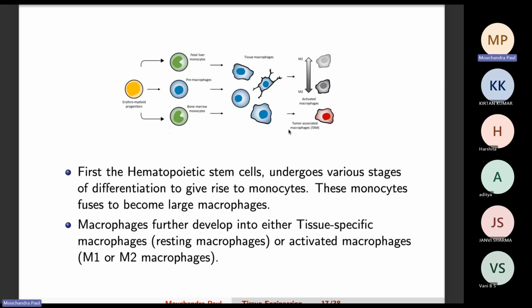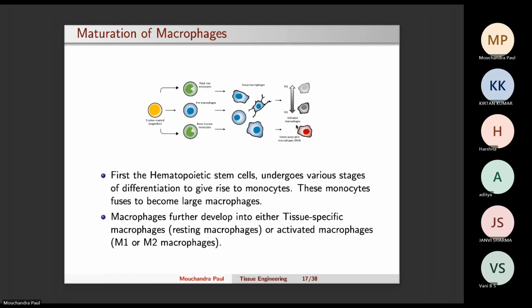So they don't really act until and unless some signal is received. Whereas activated macrophages are always on the lookout. They are the sentinels, like the guards, and they are floating in our blood. So if any pathogen comes, they are the first to arrive and kill them. So these are the different kinds of macrophages that are formed from the maturation step I just explained.